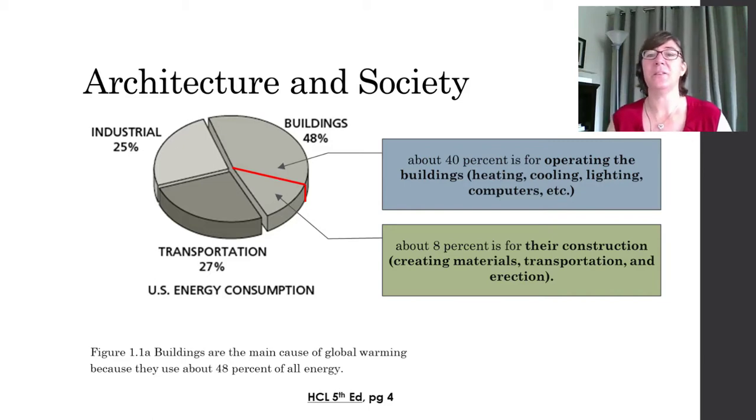But anyway, buildings in general, about 40% of that 48% is for operating the buildings: heating, cooling, lighting. That's what we're studying in this course. About 8% of that 48% of all energy use is for constructing the buildings: the materials, the transportation, the erection of the buildings.